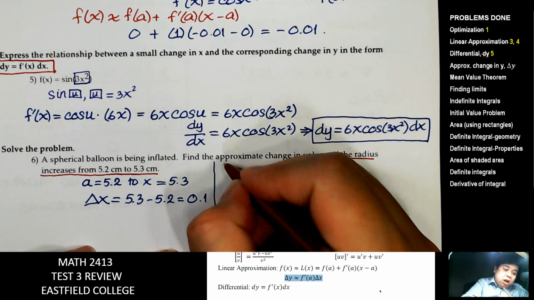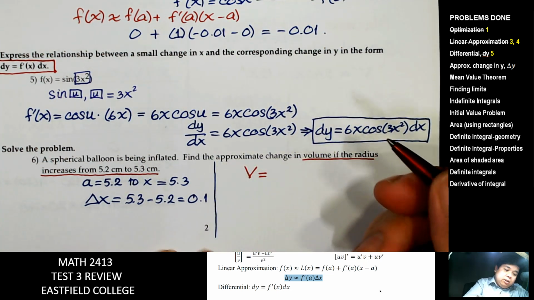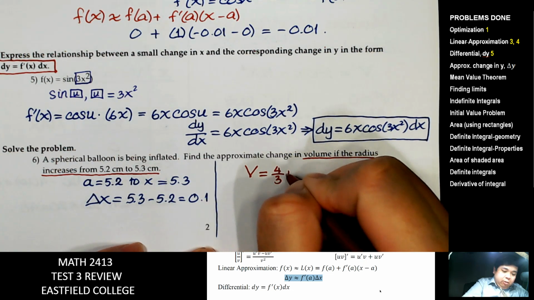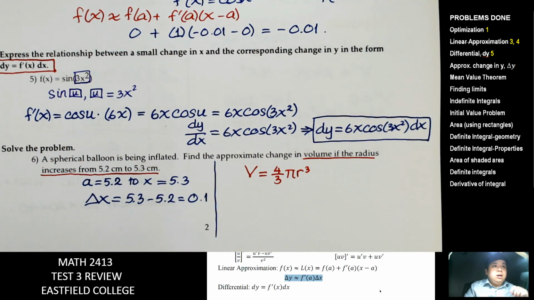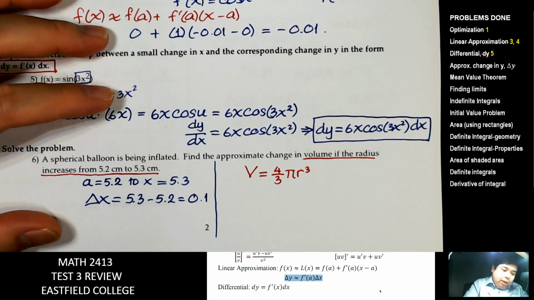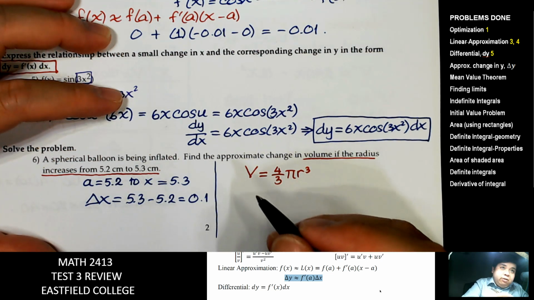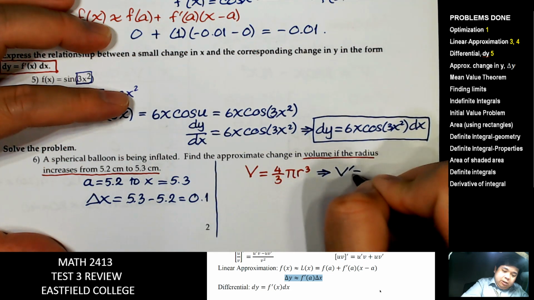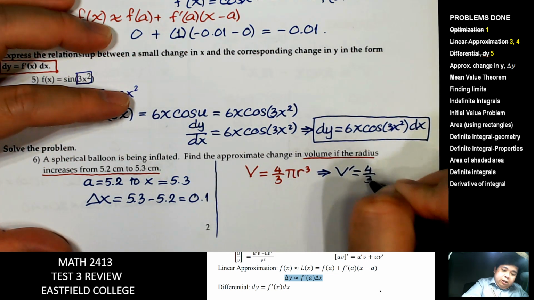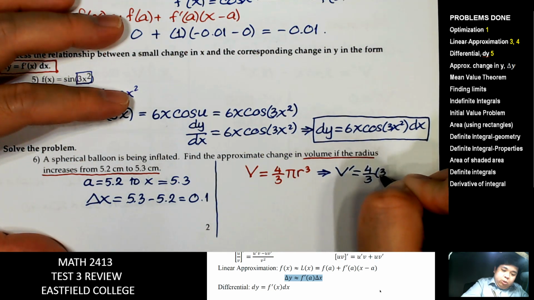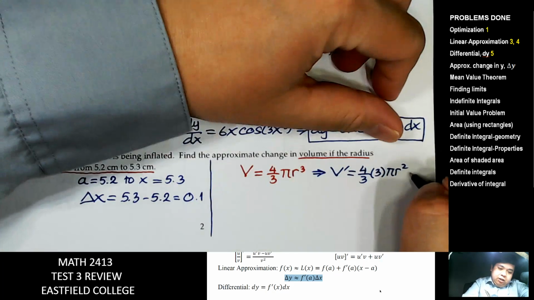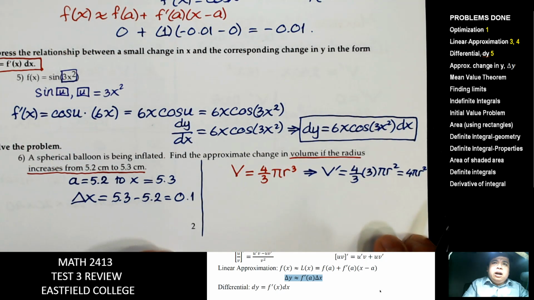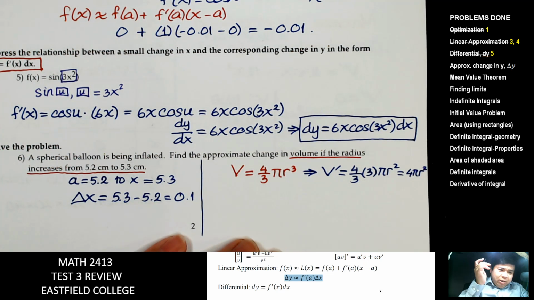Right. Next we start with the volume. It is 4 over 3 pi r cubed. Right. So we take the derivative. It will be 4 over 3 times 3, pi r squared, so 4 pi r squared. I think we did this one in class. Looks familiar, but anyway, it doesn't matter.